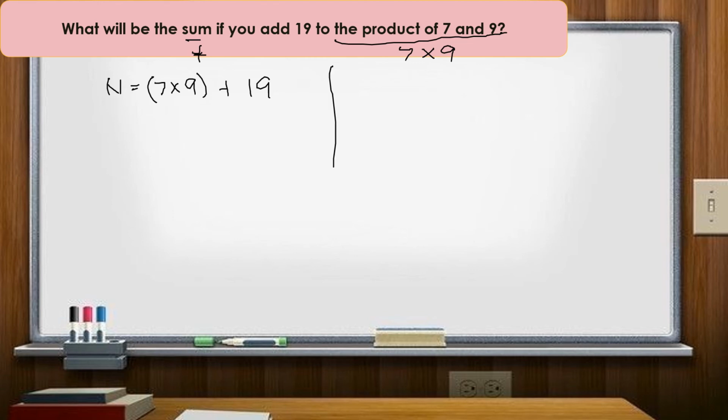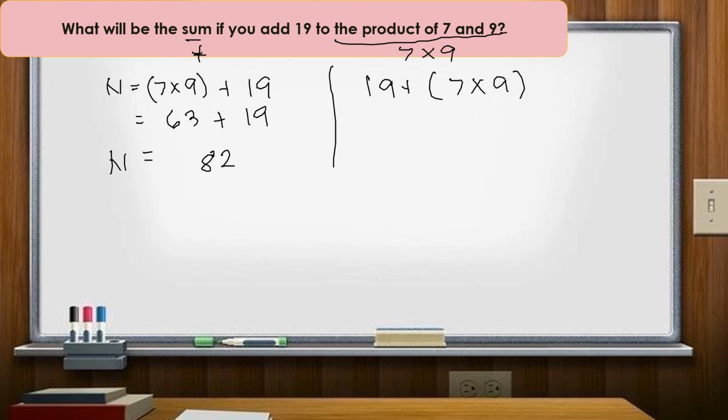Teacher, can we write 19 plus 7 times 9? Yes, you can write it. So we write 19 plus 7 times 9. Next, 7 times 9 is 63, plus 19. And then 63 plus 19 will become 2, carry 1. That is 82. So therefore, the answer here is 82.